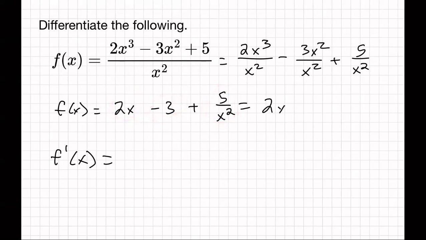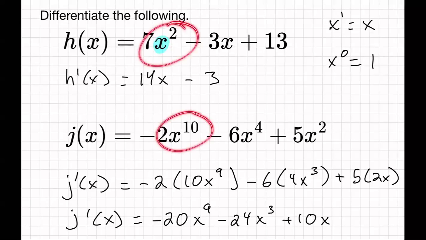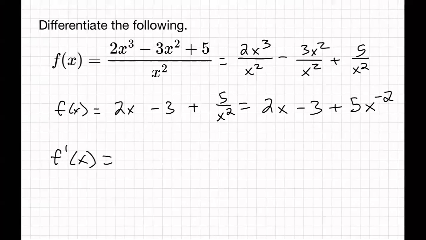Another way to write that is 2x minus 3 plus 5, and then x with the negative 2 as an exponent. Okay, so negative exponents will be helpful here. That's why we like to write it this way: once I write this as a negative exponent, I can go back and treat it just like I did these two. So focusing on what we have here, the derivative of this first term would just be 2.